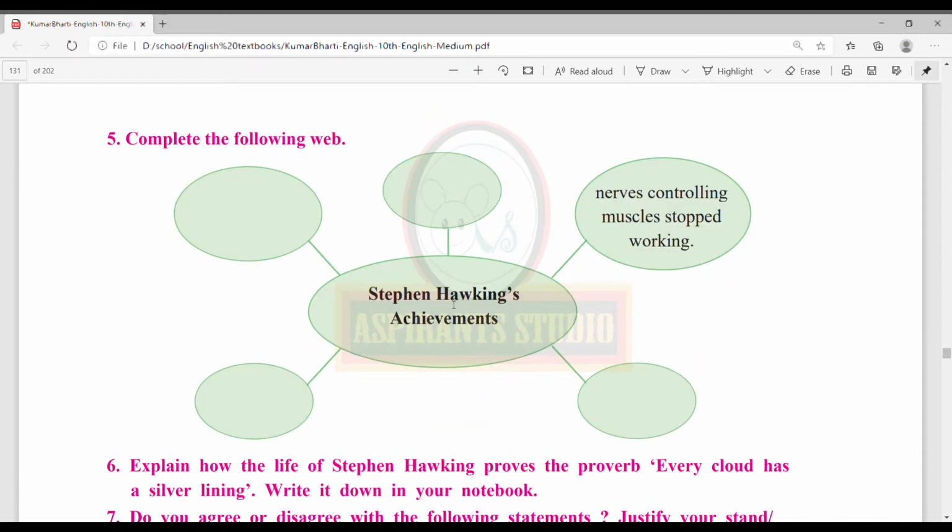Complete the following work. Stephen Hawking's achievements. One is given for you: nerves controlling muscles stopped working. Wrote at a prolific rate. Here you can write: contributed to theories in cosmology even though he was suffering from ALS. Here you can write: worked as a Lucasian professor of mathematics at Cambridge for 30 years. Here you can write: written or co-written 15 books.